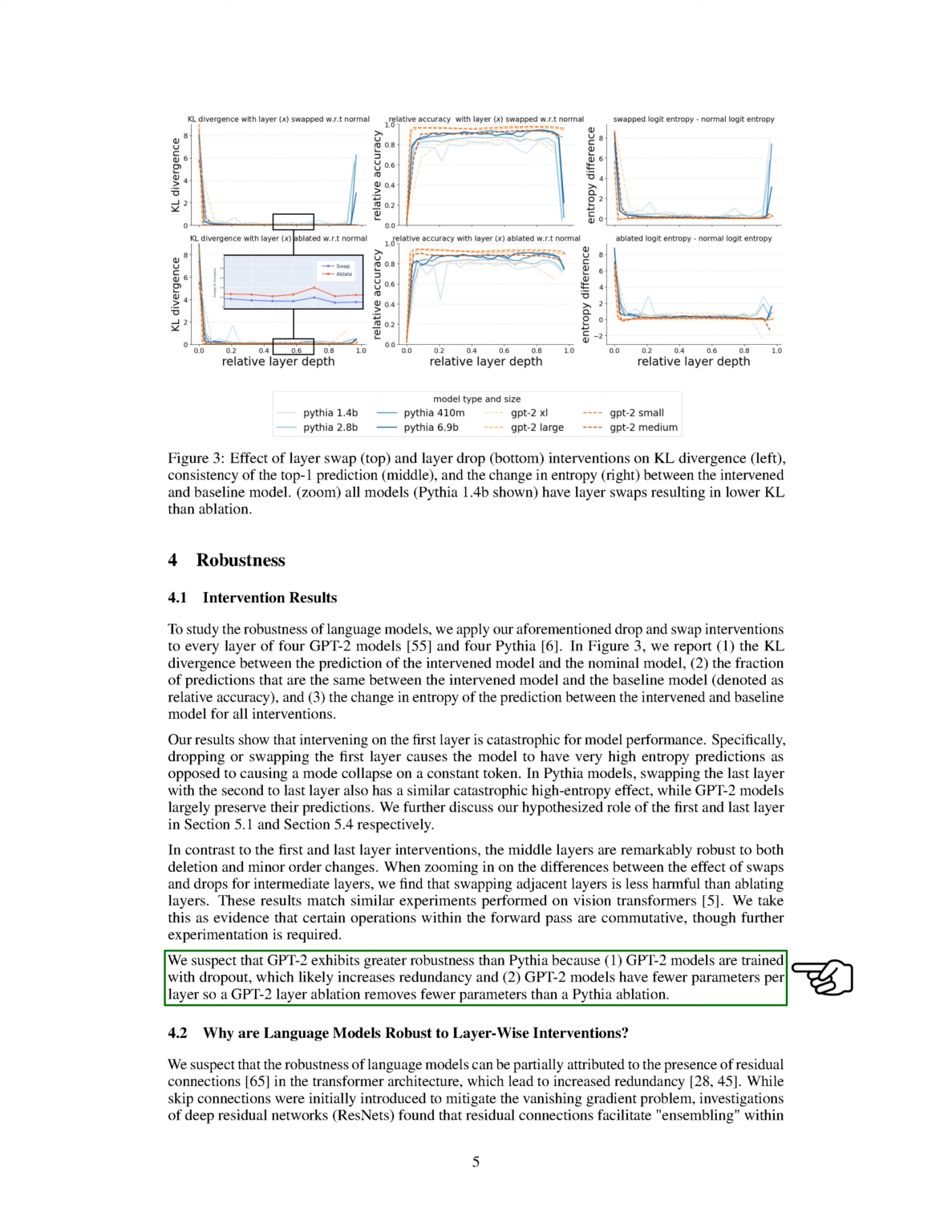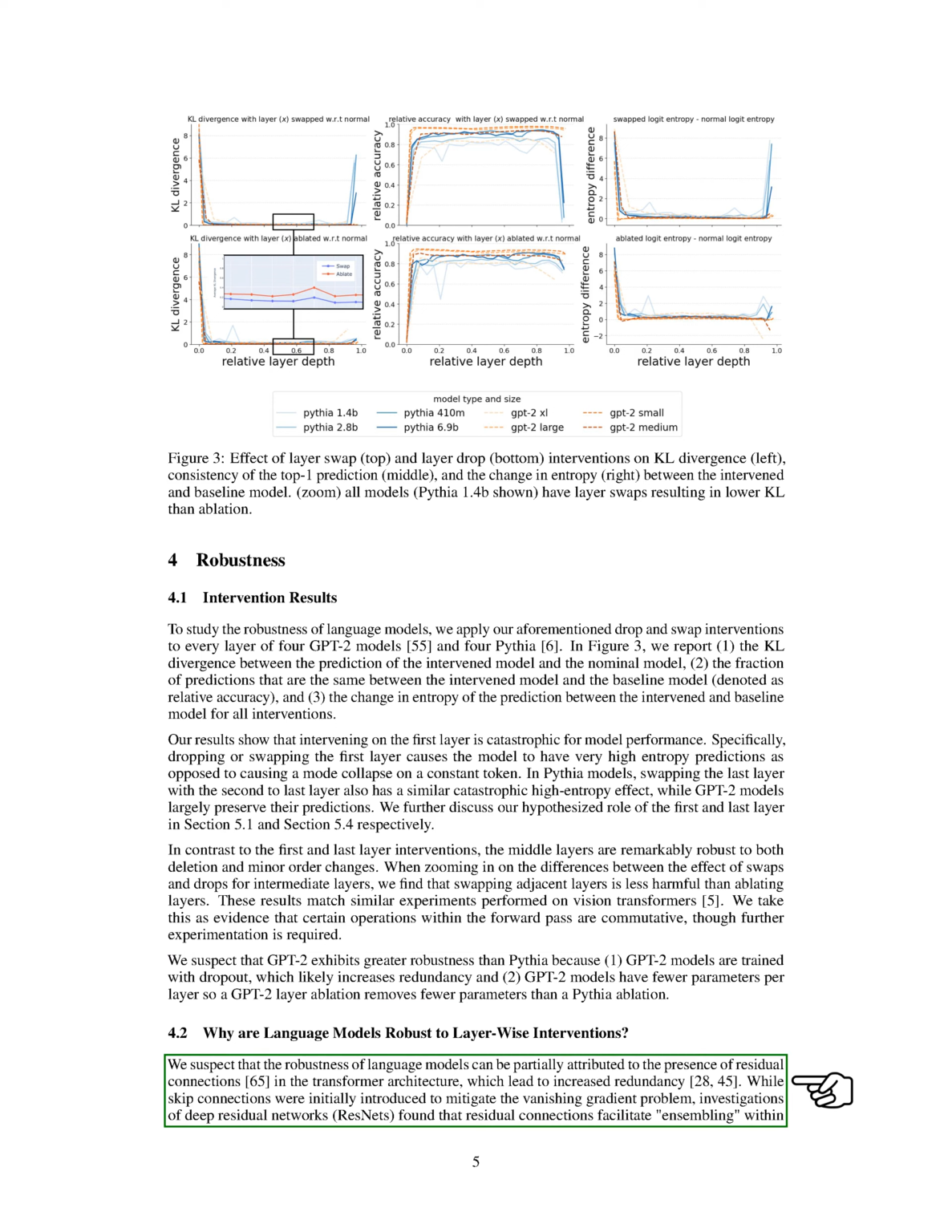Section. Why are language models robust to layer-wise interventions? In this section, we explore why language models are robust to layer-wise interventions. We believe that this robustness is partly due to the presence of residual connections in the transformer architecture, which increase redundancy. While skip connections were initially introduced to address the vanishing gradient issue, studies on deep residual networks, ResNets, revealed that residual connections promote ensembling within networks.